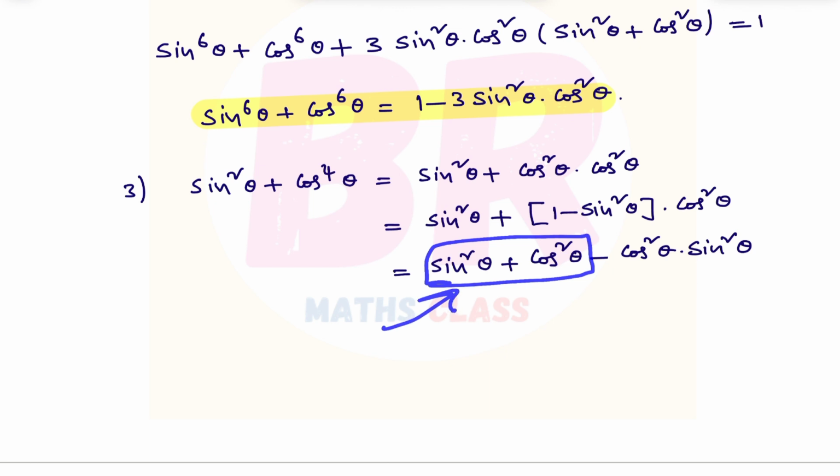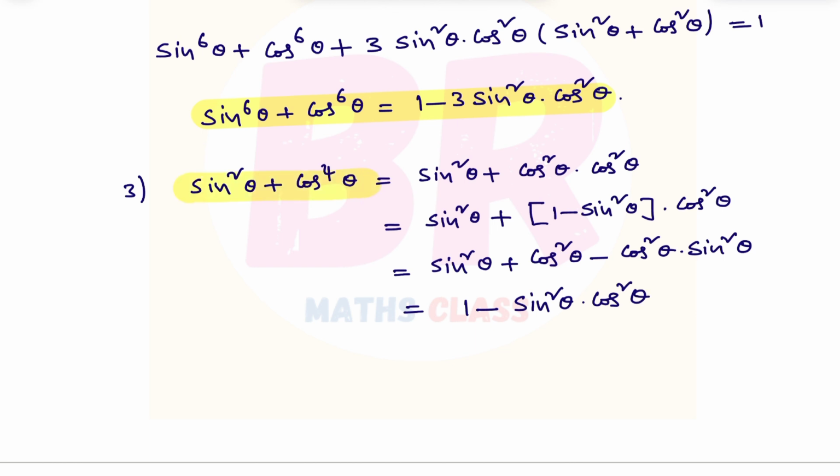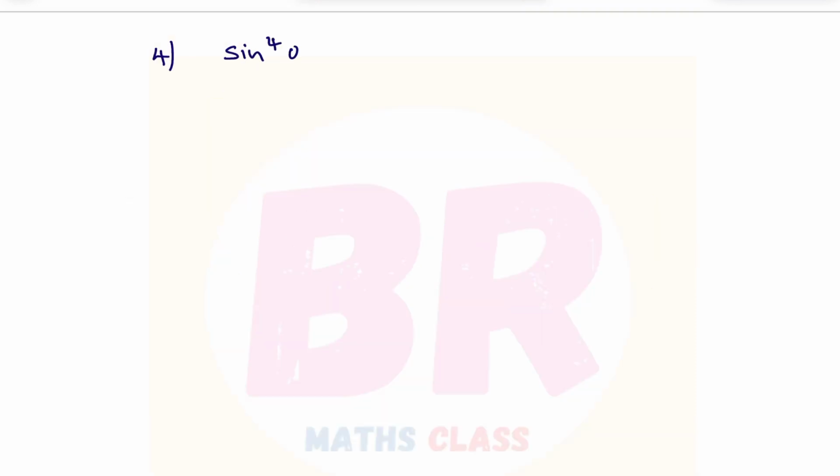If you observe, this is like a trigonometric identity. Sin square theta plus cos square theta is what? Sin square theta plus cos square theta is 1, minus cos square theta into sin square theta. This can be written as sin square theta into cos square theta. So this is very easy. So sin square theta plus cos power 4 theta can be written as 1 minus sin square theta into cos square theta. Now see the fourth result, sin power 4 theta plus cos square theta.